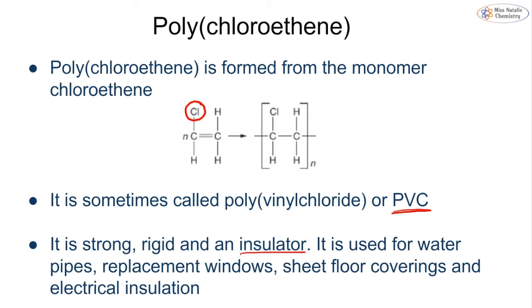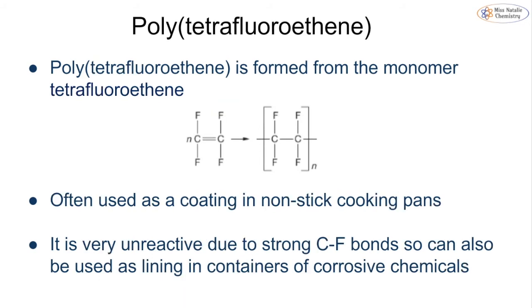And the last polymer that you need to know is called polytetrafluoroethene, or PTFE, and it is formed from the monomer tetrafluoroethene. And all that means is I've taken the ethene and I've replaced the hydrogens with 4 fluorines. So tetra means 4. So I have 4 fluorines attached to an ethene, and then I can draw out my polymer.